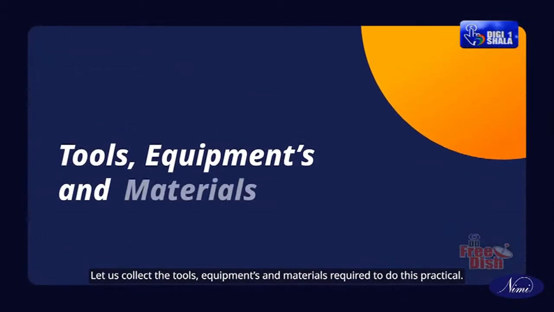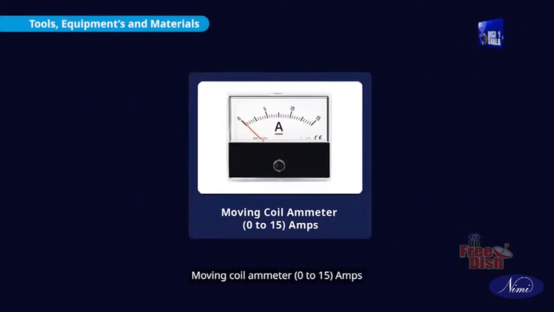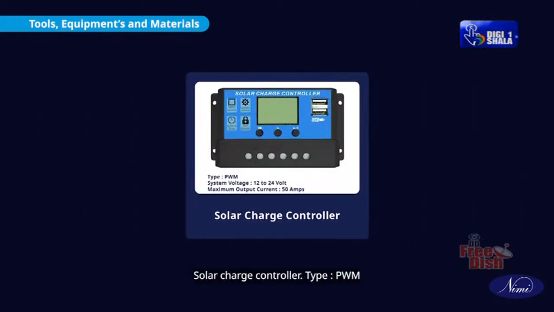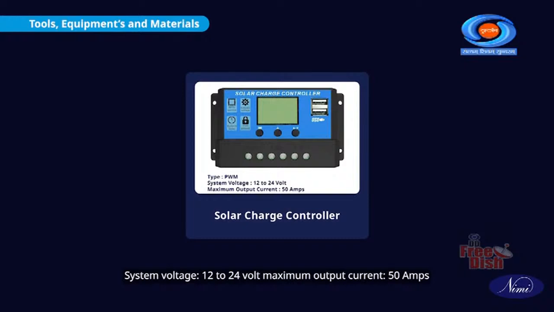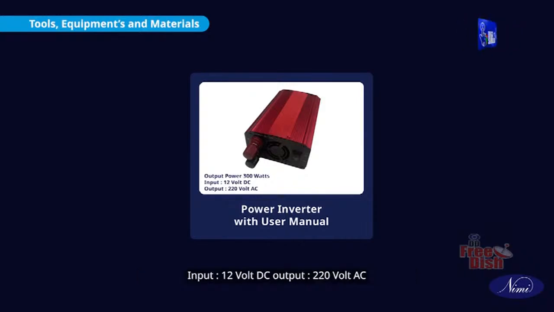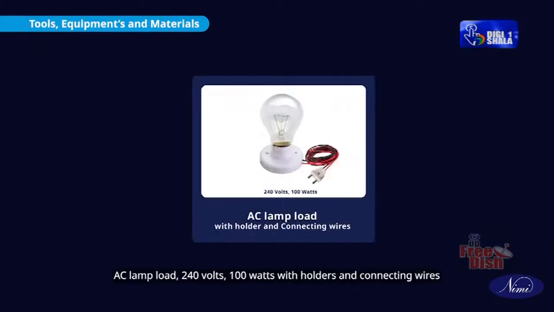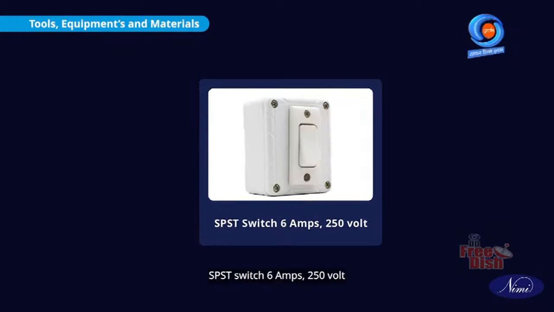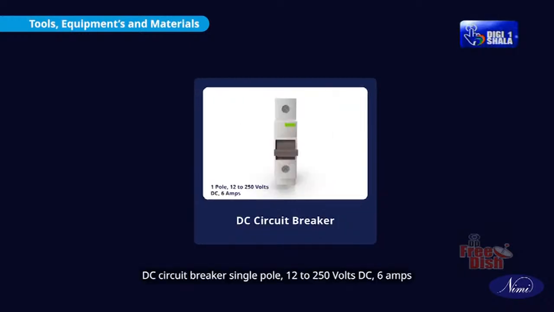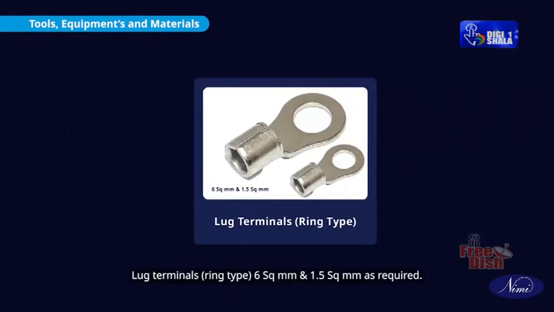Let us collect the tools, equipments and materials required to do this practical. Trainees toolkit, digital multimeter with probes, moving coil ammeter 0 to 15 amps, solar charge controller, type PWM, system voltage 12 to 24 volt, maximum output current 50 amps, power inverter with user manual, output power 300 watts, input 12 volt DC, output 220 volt AC, solar panel 12 volt 100 watt with manual, battery 12 volt 10 ampere hour, AC lamp load 240 volts 100 watt with holders and connecting wires, SPST switch 6 amps 250 volt, DC circuit breaker single pole 12 to 250 volts DC 6 amps, connecting wires 1.5 square mm and 6 square mm as required.